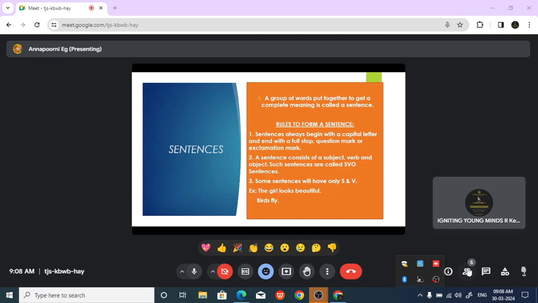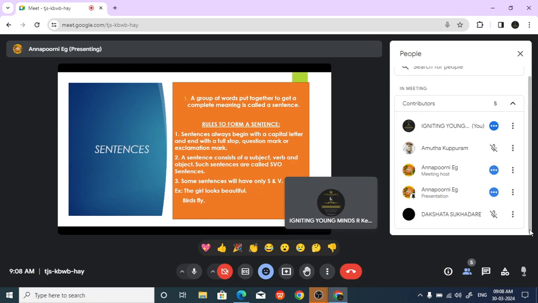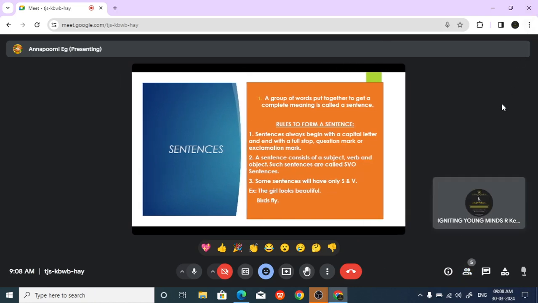So birds fly, but still, it has a meaning, right? Pakshi udte hain. Okay, there is a meaning in this. Whichever is correct, you can accept it. So birds fly. Here you can see that there is only one subject and verb, but they are meaningful. Some sentences are like that, but 99% of the sentences will have subject, verb and object.